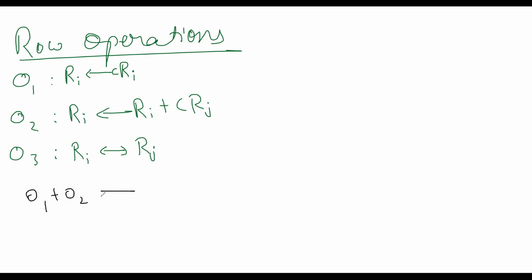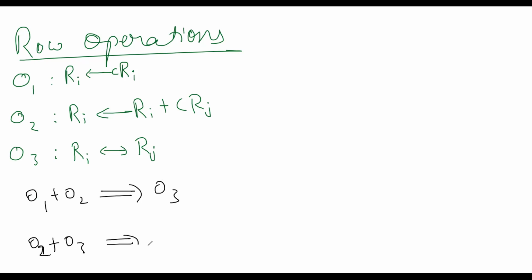plus O2 implies O3, right? So if you treat O1, O2, and O3 as vectors, then O3 sort of depends on O1 and O2. It is just toying around with it, but is the converse also true? Like, can you replace O1 by using O3 and O2? Not always.